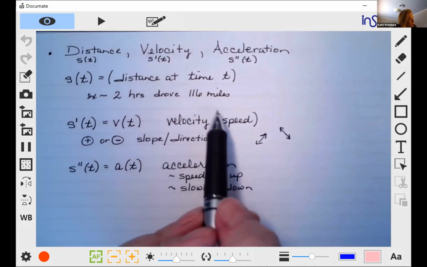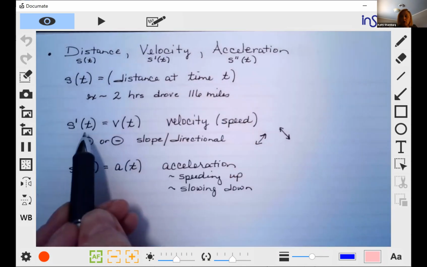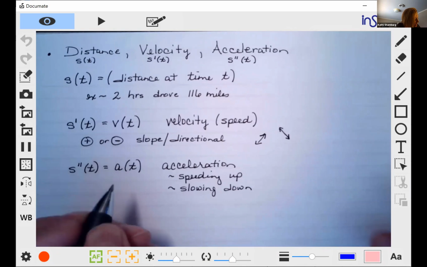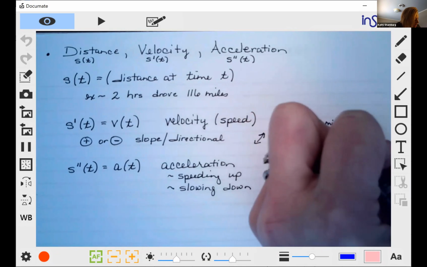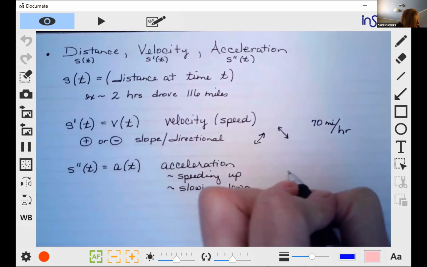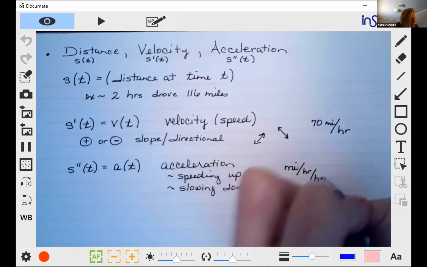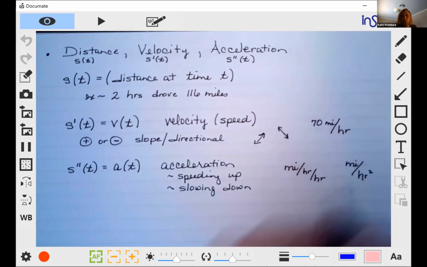Now, this I showed you deals with in 2 hours, you drove 116 miles. If you recall on the first derivative, that slope, it also means per. So this would be labeled something like 70 miles per hour. And when you get to acceleration, it's however many miles per hour per hour. So the way we label that is miles per hour squared. So that's some labeling that you need to be familiar with, okay?